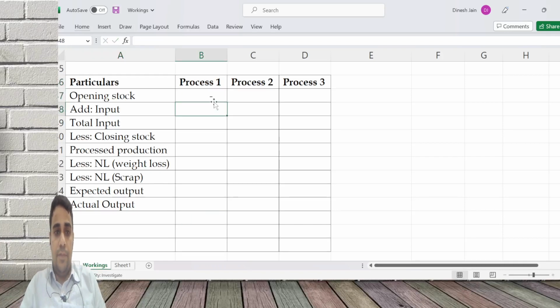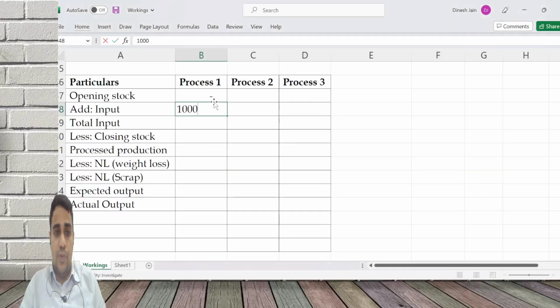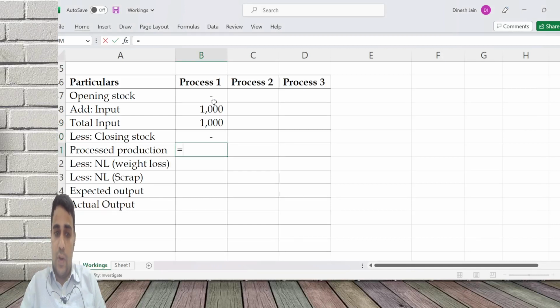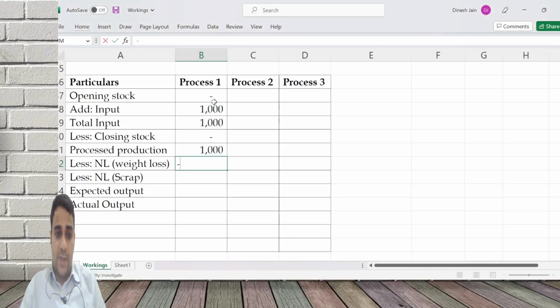Opening stock is 0. Input in process 1 is 1,000. Materials used 1,000. No opening stock is given in the question, so we start with 0 opening stock, input 1,000, total input 1,000, no closing stock, processed production 1,000. Weight loss 2%, scrap 8%, expected output is 900.